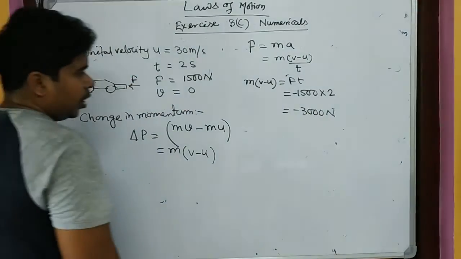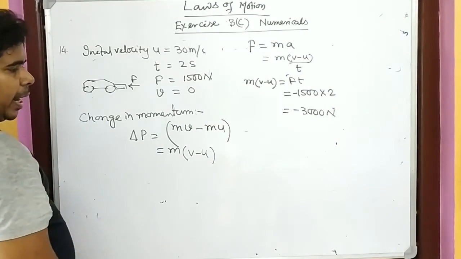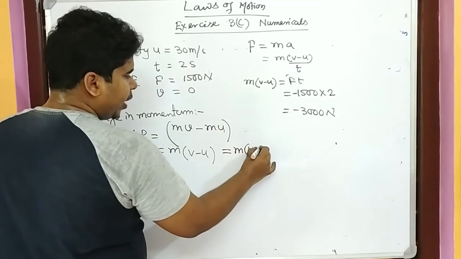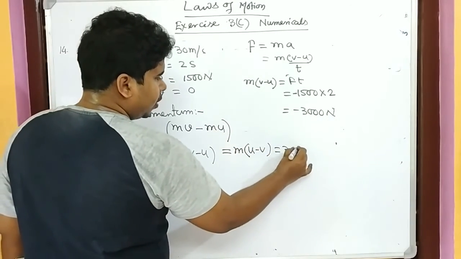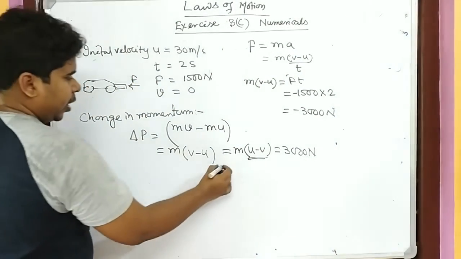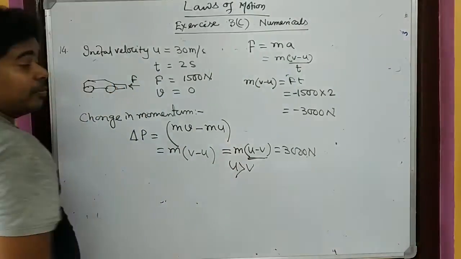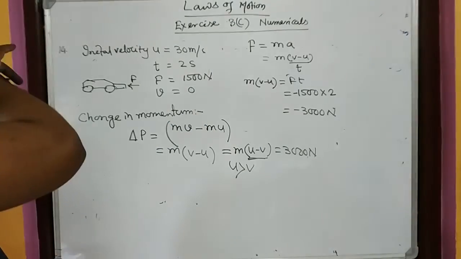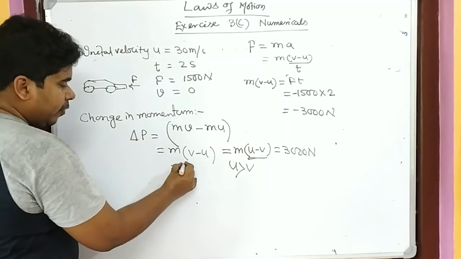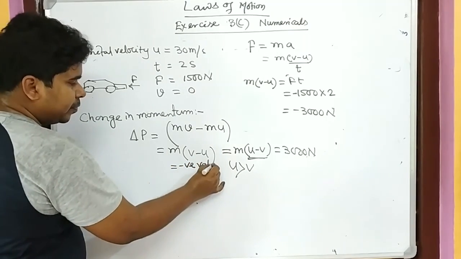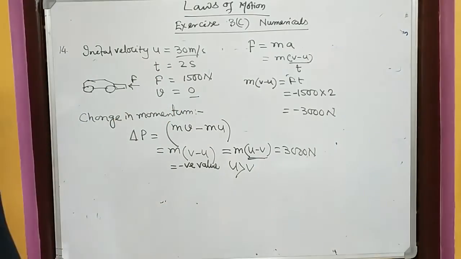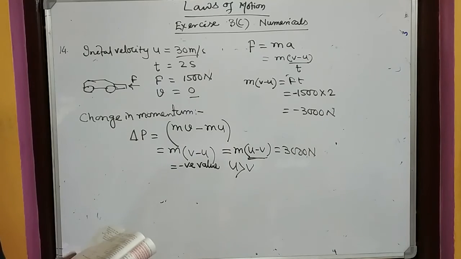3000 Newton. If you want to take only the magnitude, you have to write m into (u minus v) equals 3000 Newton. Why u minus v? Because u is greater than v. That's why I have made the change. If you take the other one, it will give a negative value, because v is smaller: v is 0 and u is 30. For that reason only we have taken it this way.